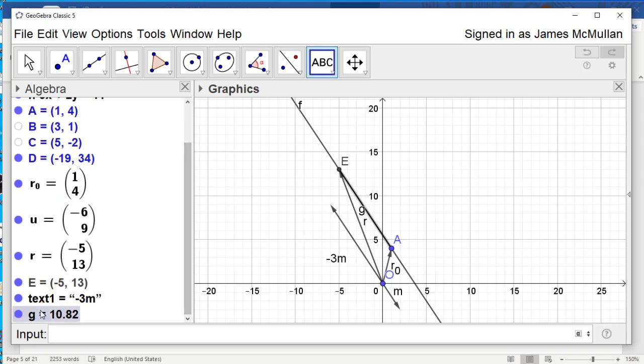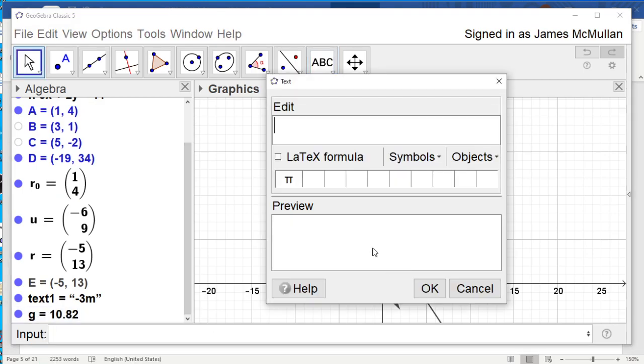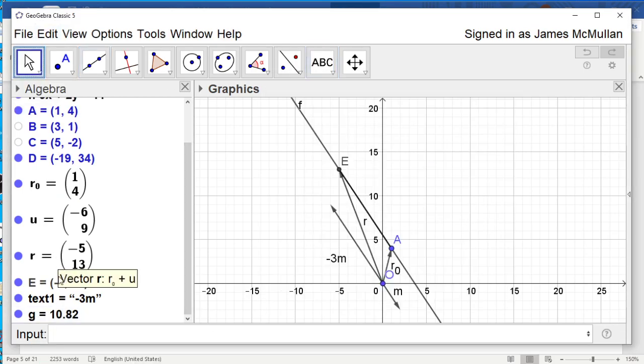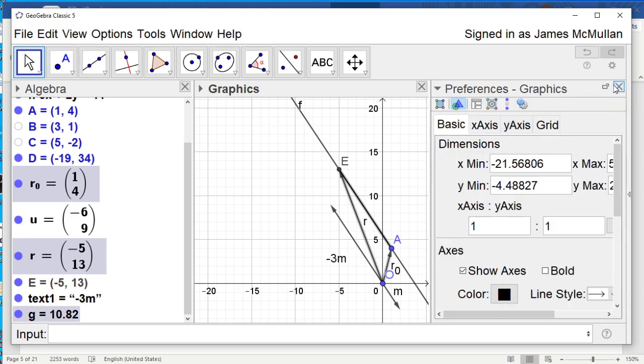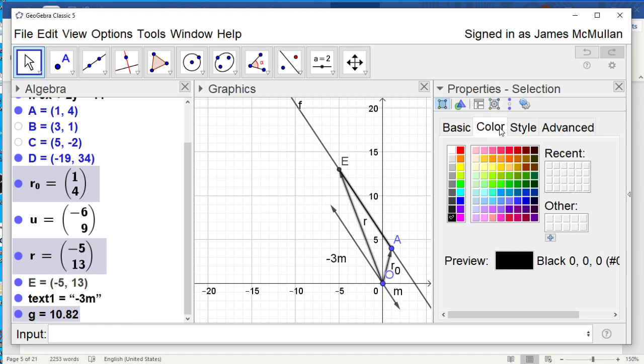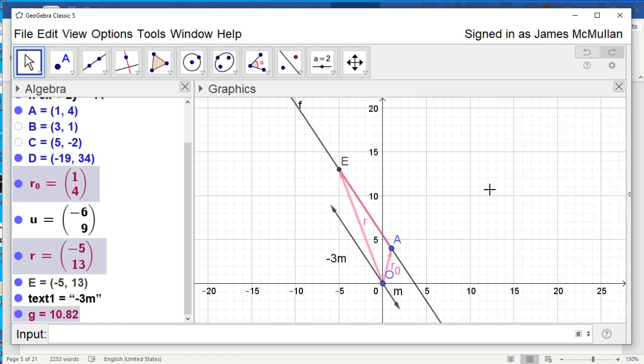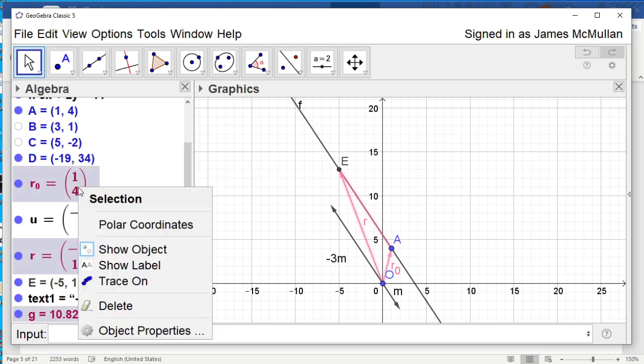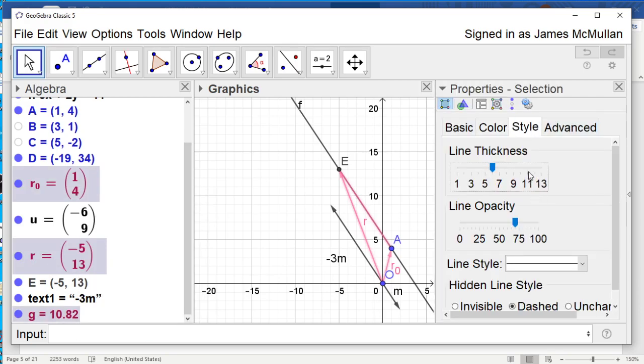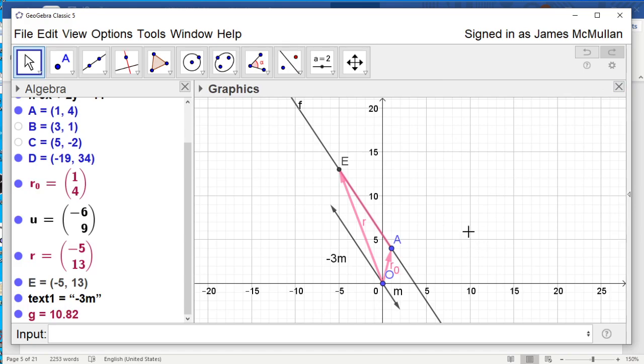and I'll hide the label for that, and then vector RO, vector R, and this segment, let's change all the colors of these ones to red or pink, and then you can kind of see. Make them a bit thicker. Okay, so that's what it would be in triangle form.